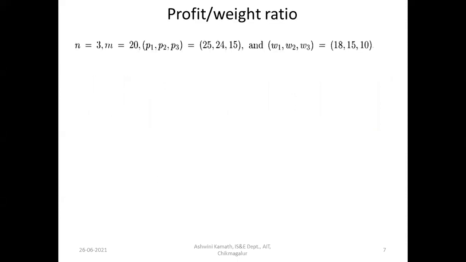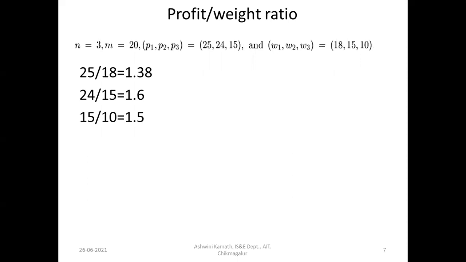Okay. And the next method is the profit weight ratio. Let us calculate the profit weight ratio for each item. So 25 divided by 18 is equal to 1.38. 24 divided by 15 is equal to 1.6. 15 divided by 10 is equal to 1.5. Here you have to select the one with the highest ratio. The highest ratio among these three is the second one, that is 1.6. So add the second item completely. And the second highest ratio for profit weight is the third one.